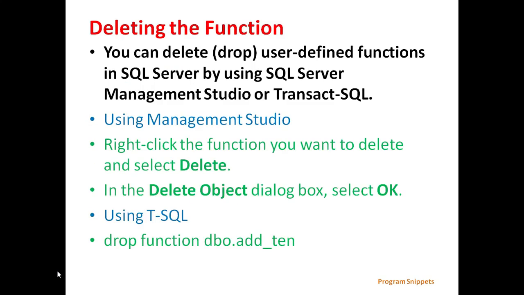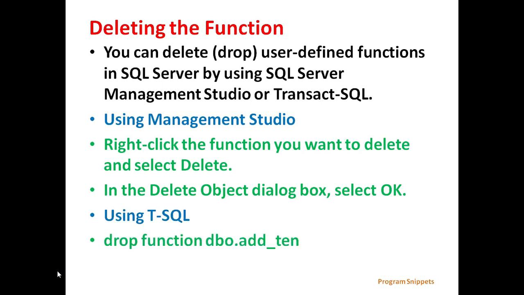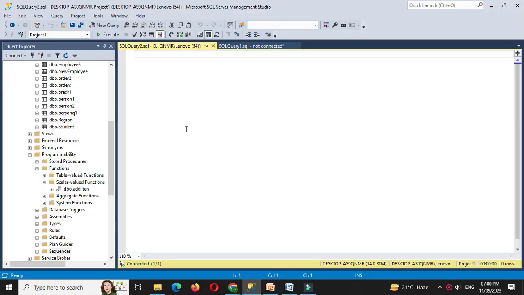You can delete a user defined function in SQL Server by using SQL Server Management Studio or Transact SQL. To delete a function using Management Studio, right click the function name you want to delete and select delete. And in the delete object dialog box, select OK. And using Transact SQL, use the query drop function dbo.add10, which is the name of the function that you want to drop.